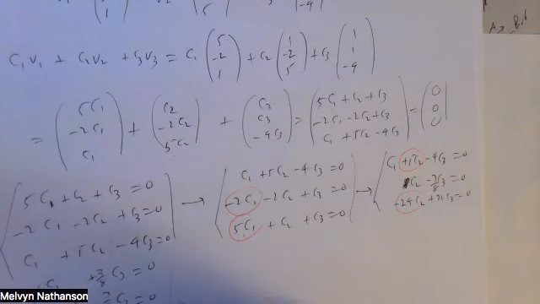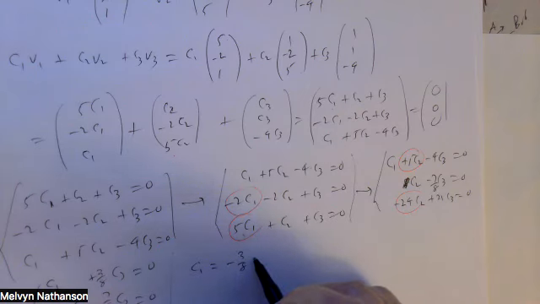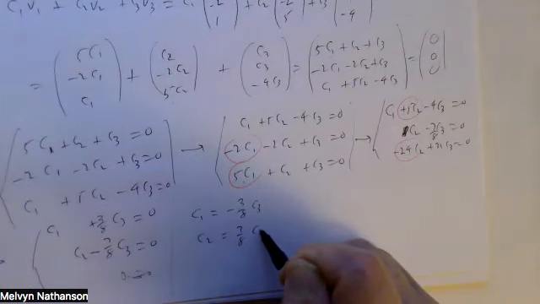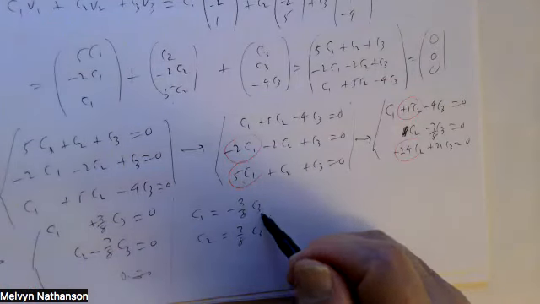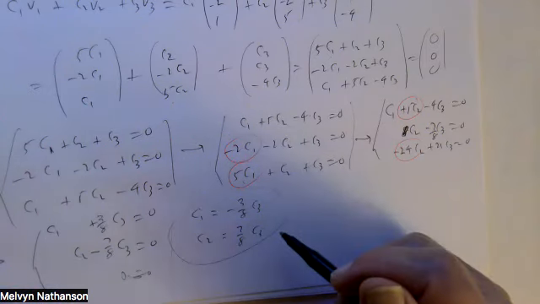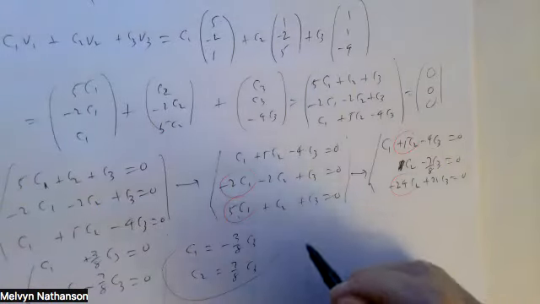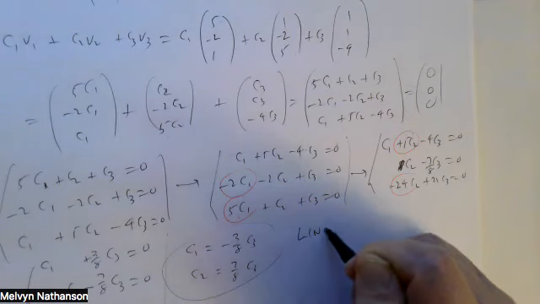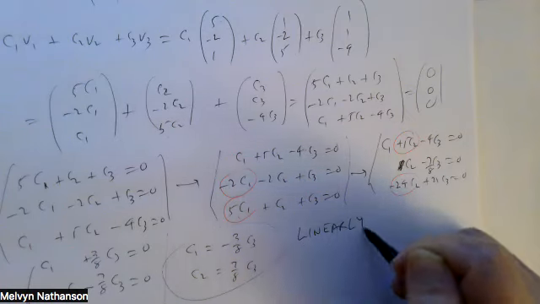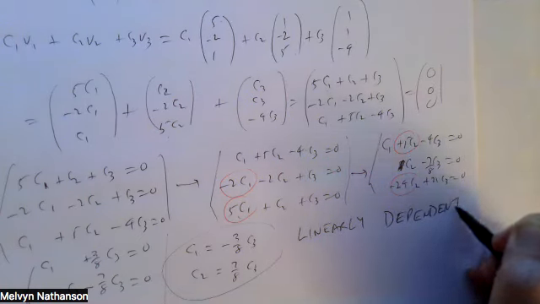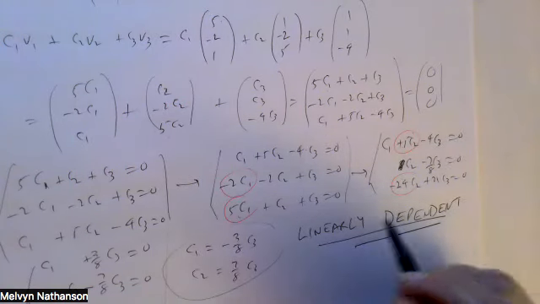So this is an equivalent system. This says if I let C1 equal minus 3/8 C3, and C2 equal 7/8 C3, for any C3, like 1, I get a solution of this linear combination equal to 0. So therefore, these vectors are linearly dependent. They're not independent.